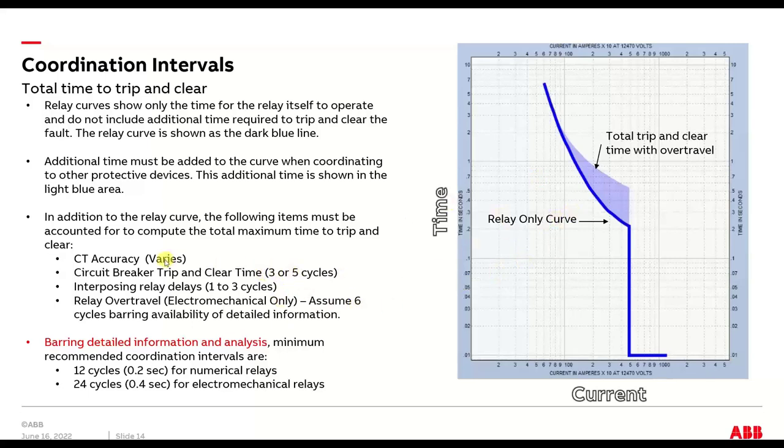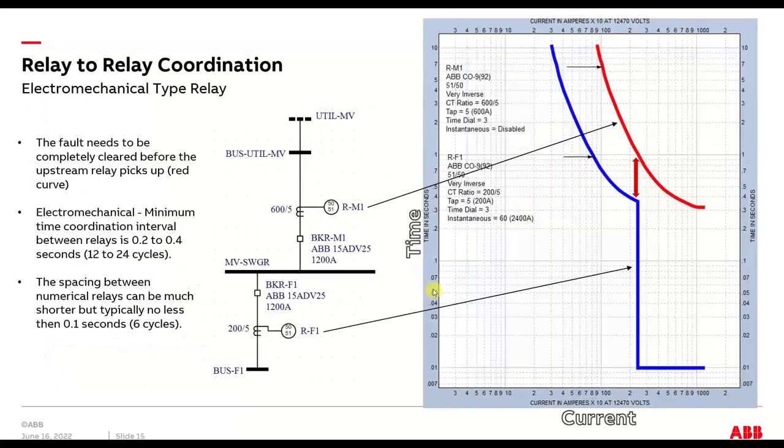You have to add them all together. So you've got your CT, let's say it's 6, plus your circuit breaker, 5. Now you're at 11. Then your interposing relay, let's add another cycle onto that. So we're at 12 cycles. So for this area, you have to add 12 electrical cycles, or 0.2 seconds, onto that relay curve for your next device. This just shows you an example of that.